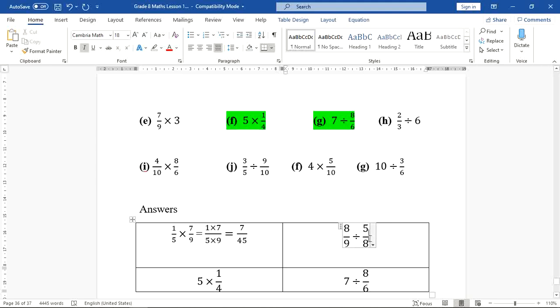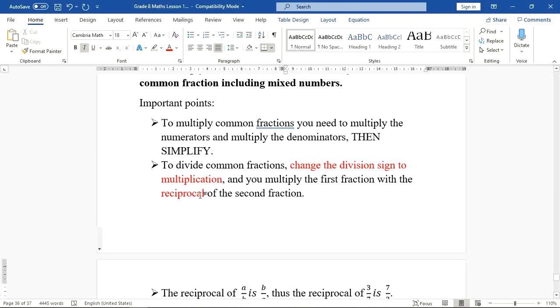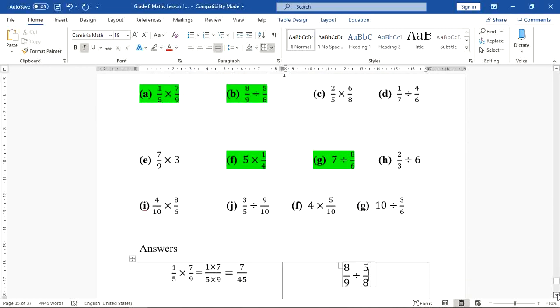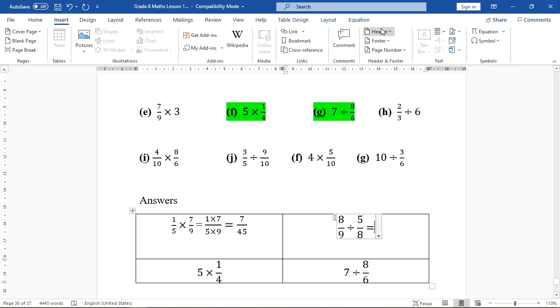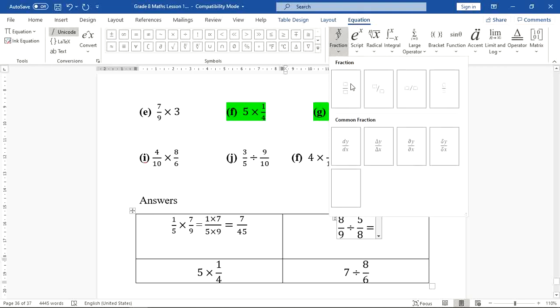So division, we need to remember these steps. It says, to divide common fractions, change the division sign to multiplication and you multiply the first fraction with the reciprocal of the second fraction. Okay, so this is exactly what we're going to do. So we say equal to, insert the equation. Come on.